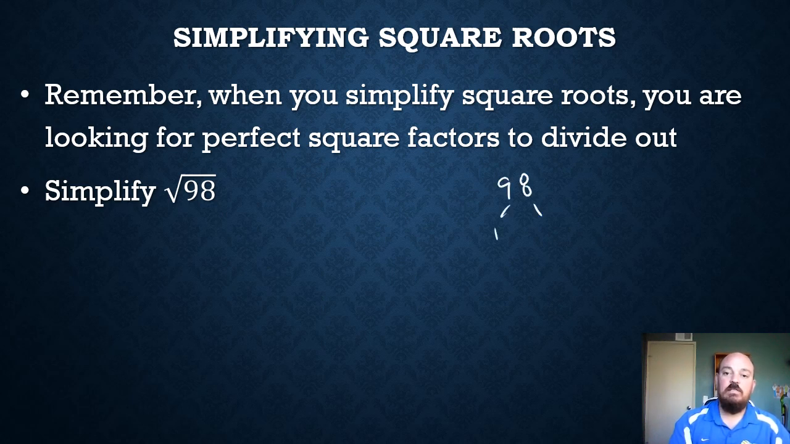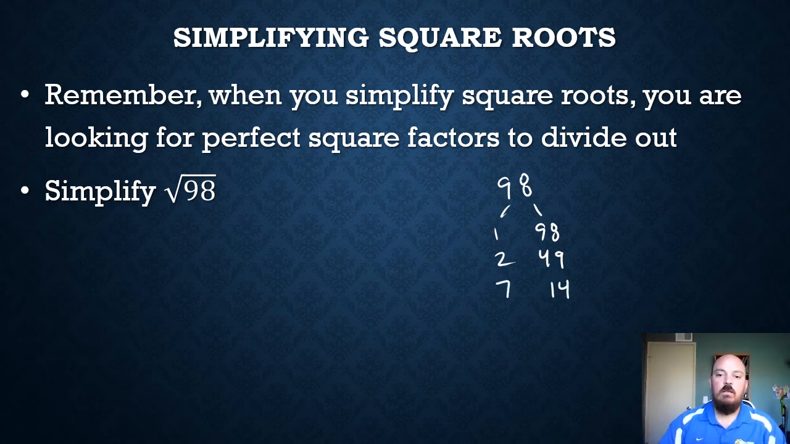And I say it could be 1 times 98. It could be 2 times 49. Not 3, not 4, not 5, not 6. 7 works. Could be 7 times 14. Not 8, not 9, not 10, not 11, not 12, not 13. So that's our list. Now the biggest perfect square on that list is the 49.